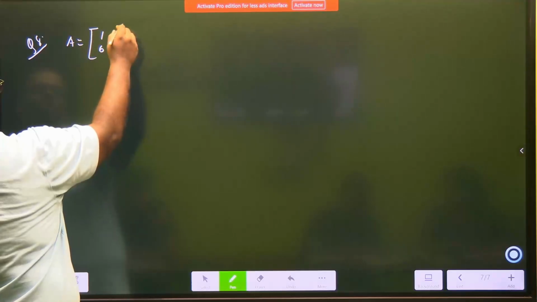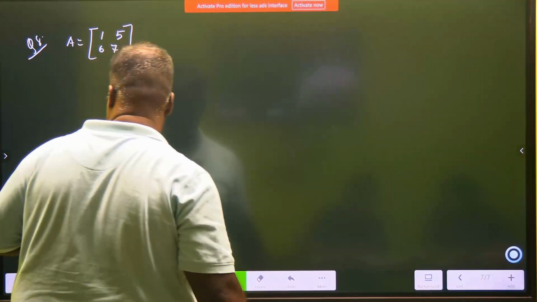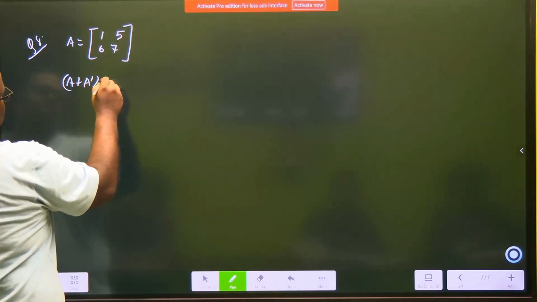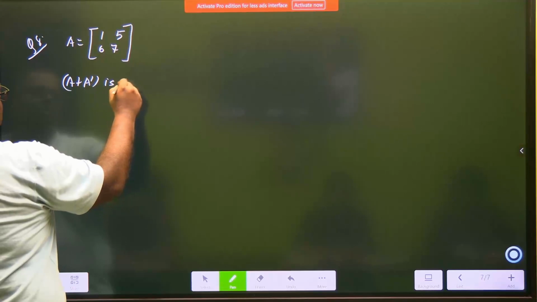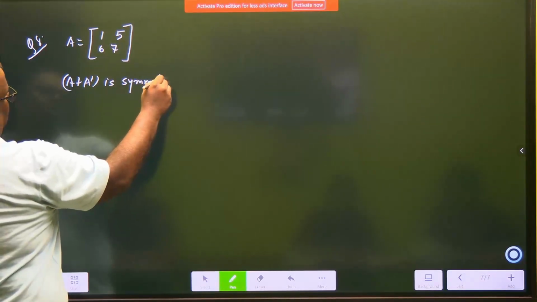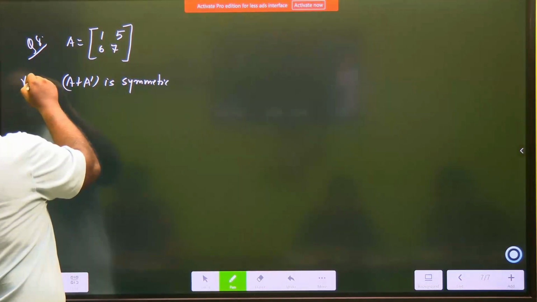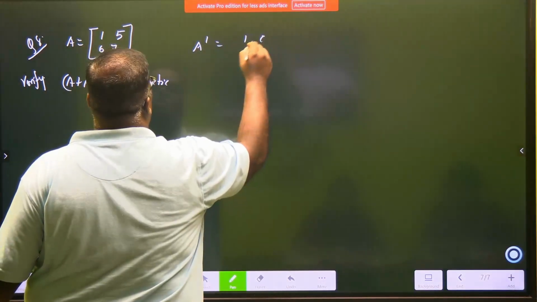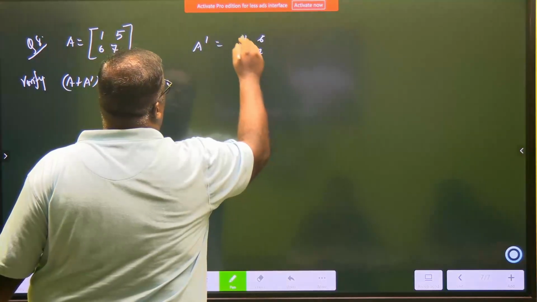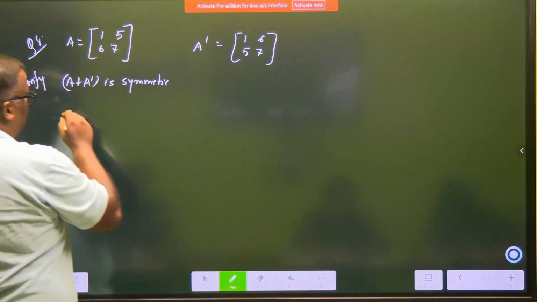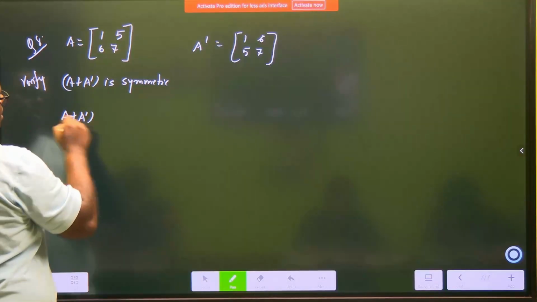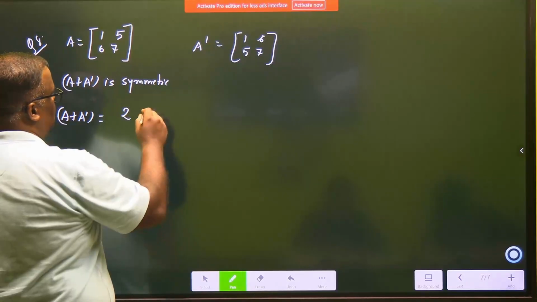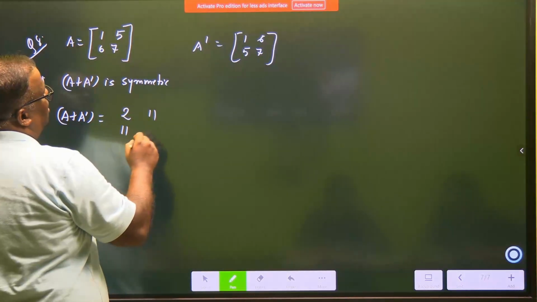Whenever you are playing with symmetric, skew symmetric, you verify that A plus A dash is symmetric. Just verify. So what do you need to do? You first need to calculate A complement, which will be 1, 6 and 5, 7. Correct? Now you do A plus A prime. A plus A prime gives you what? 1 plus 1, 2. Then 5 plus 6, 11. 6 plus 5, 11. 7 plus 7, 14.